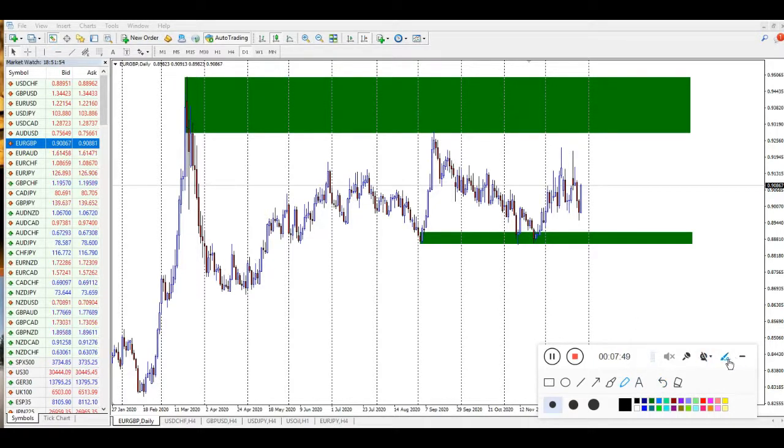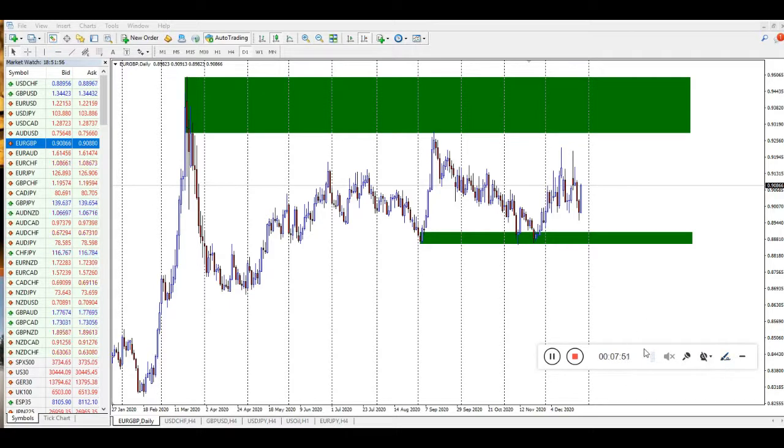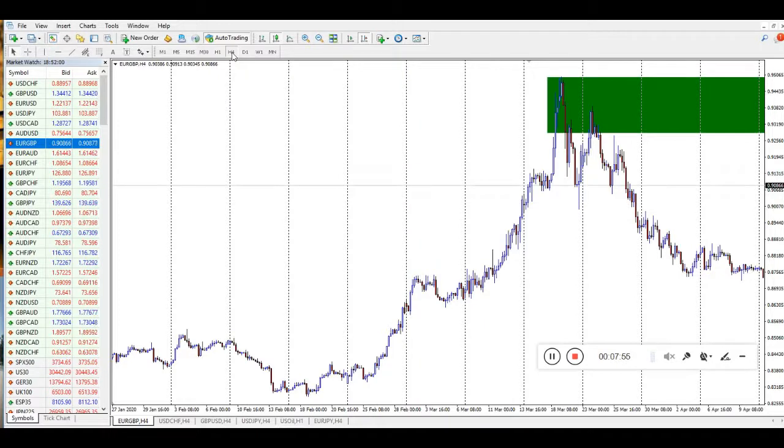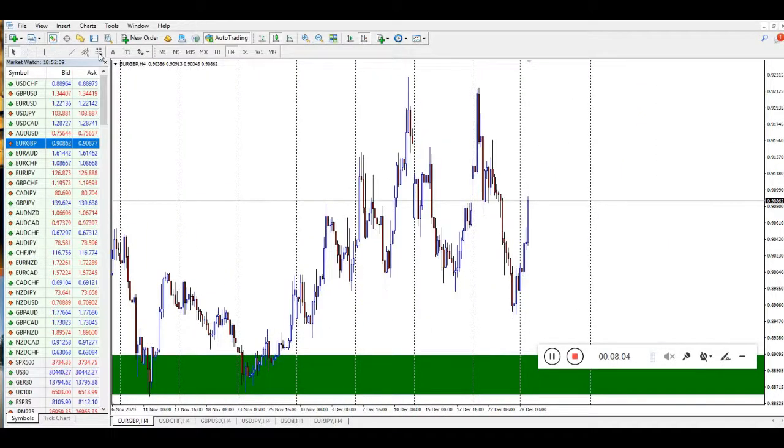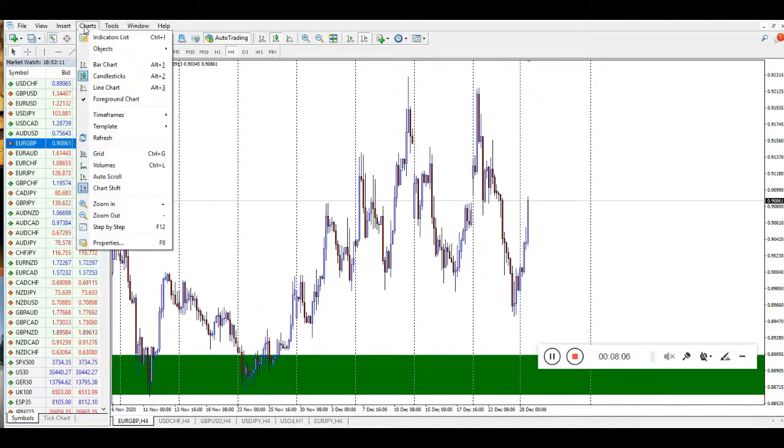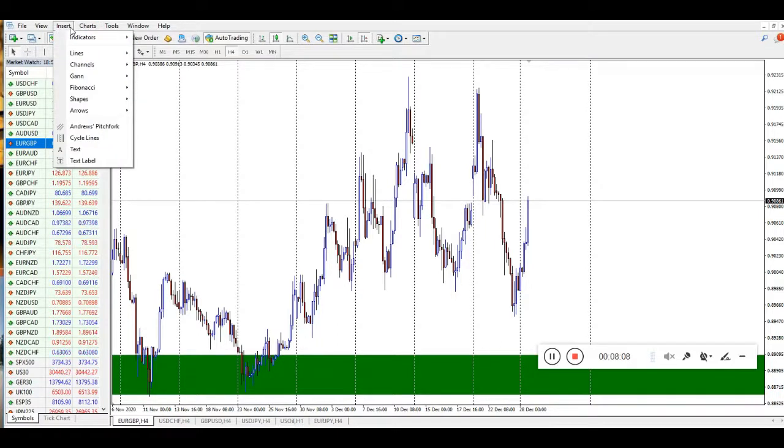So after getting our daily demand and supply, we can go now to the 4 hour. The first thing that you must also ask yourself when you are looking for 4 hour supply and demand is: is the supply tested? Is the demand tested?